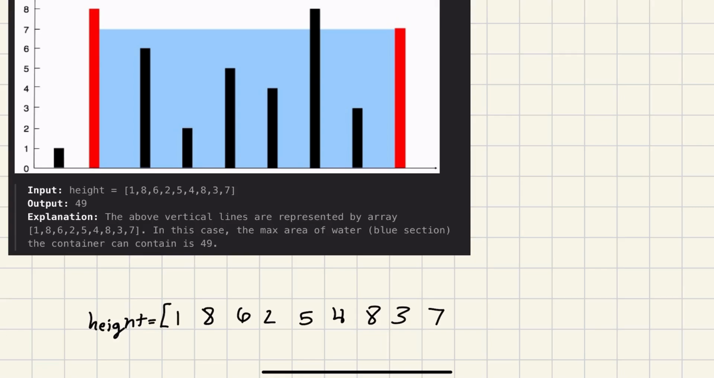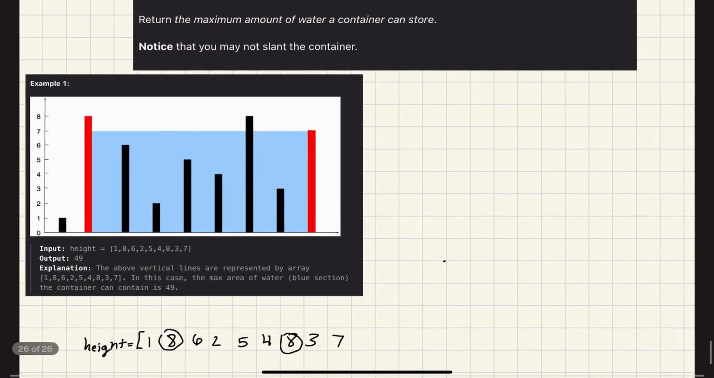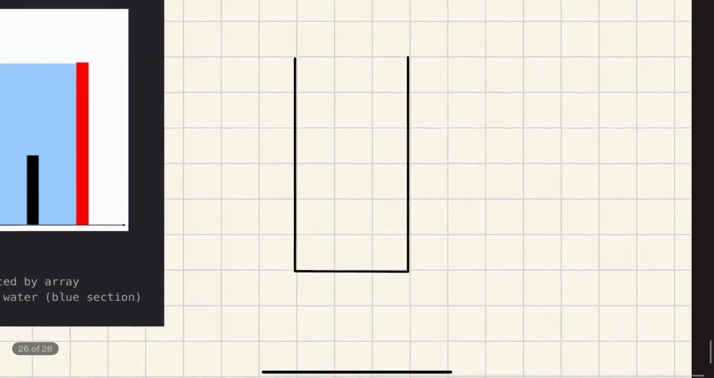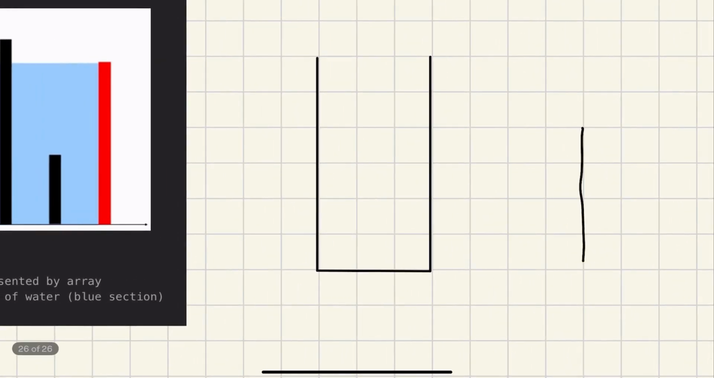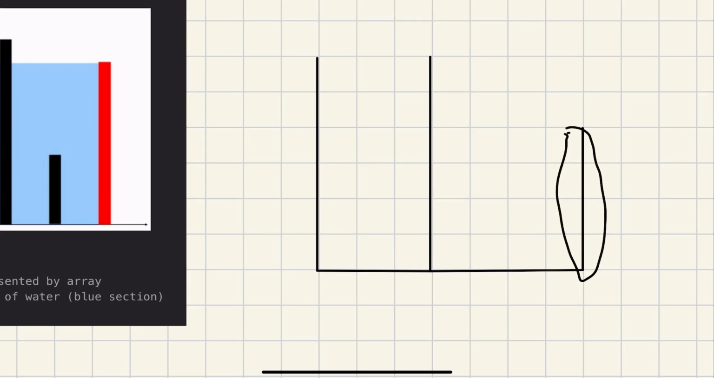Now, there are a few things to take into account. We can take the two biggest ones, 8 and 8. That makes sense, because if we want a big container, we want it to have high walls. But there's another thing to consider. Let's say this is the container we make. But what if we can use a smaller wall, but it's further away? Now that means the width is actually larger. So even though this is shorter, this becomes a more optimal wall.